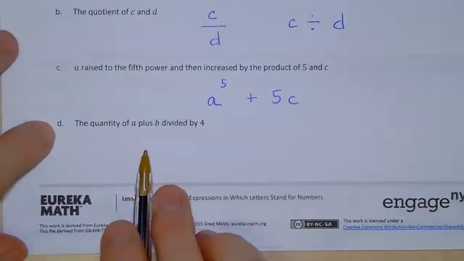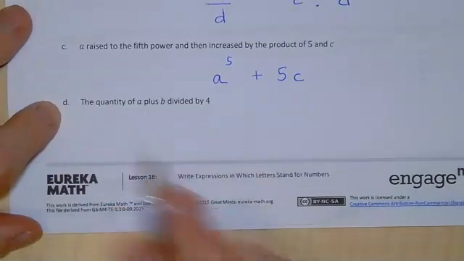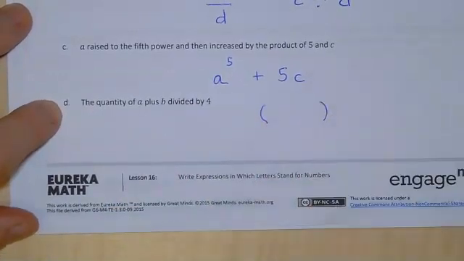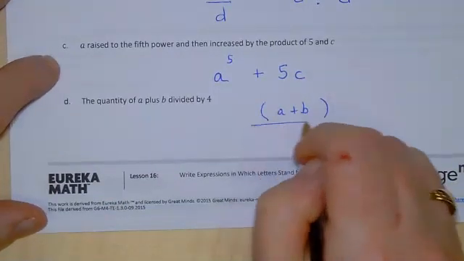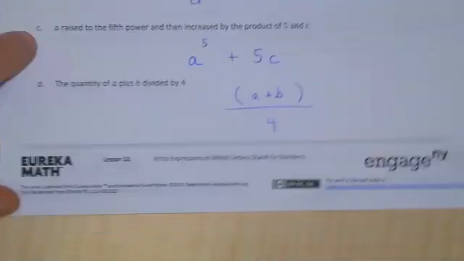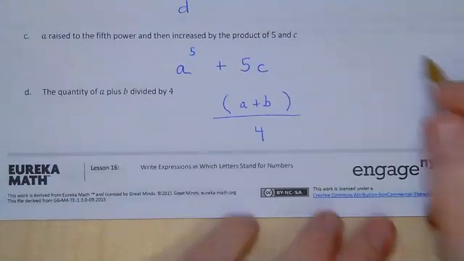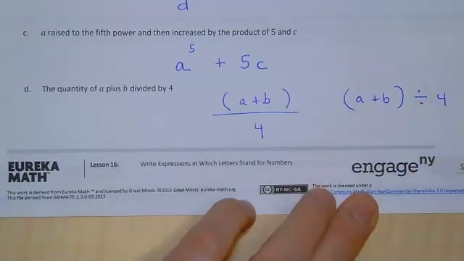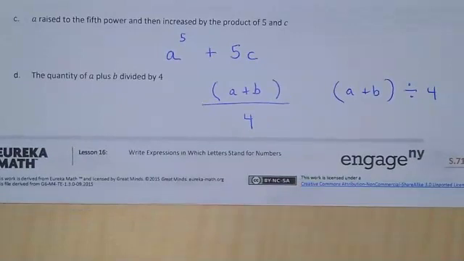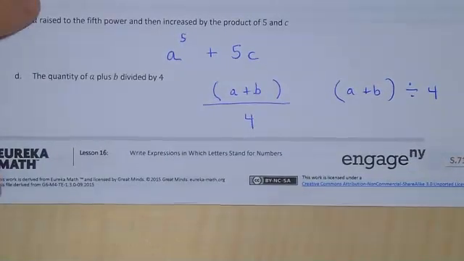The quantity of, oh, that's where the parentheses come in. The quantity of A plus B divided by 4, or you could put it this way. I always prefer the fractions because they're easier to finish for me. You can do it either way, whatever makes the most sense to you. Any questions on that? No. Okay, we got 2 more of these.